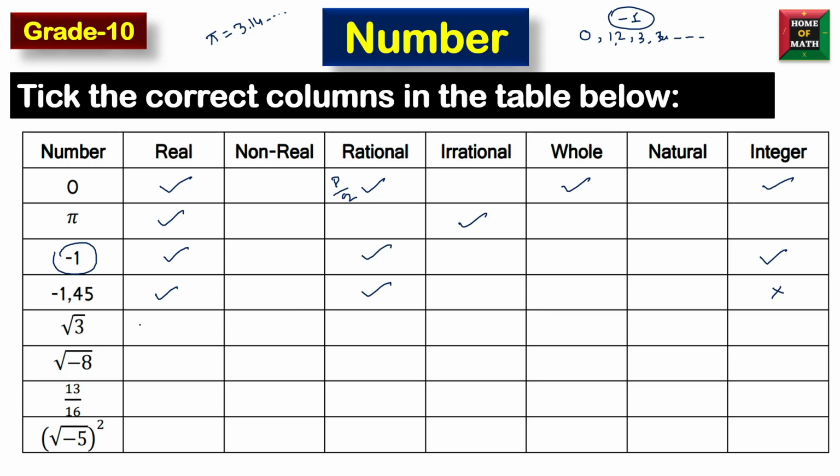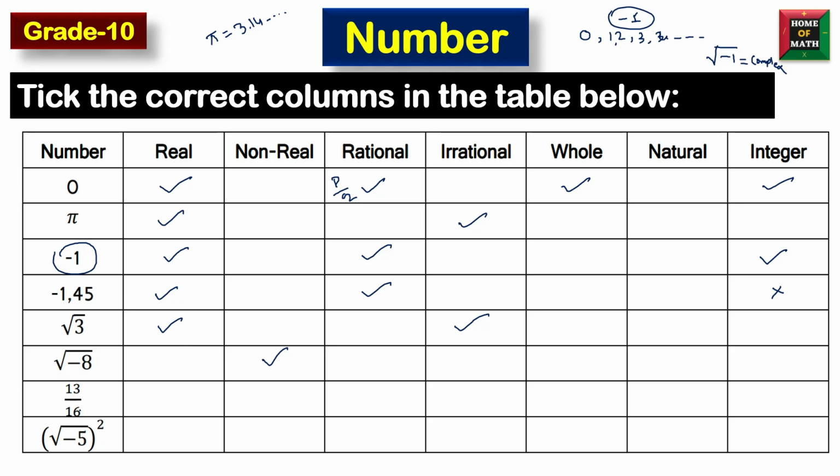Now root 3 is a real number, but it's not a rational number, it's an irrational number. Now look, here is root minus 8. It's a non-real number because root of minus is a complex number, which means it's not a real number.